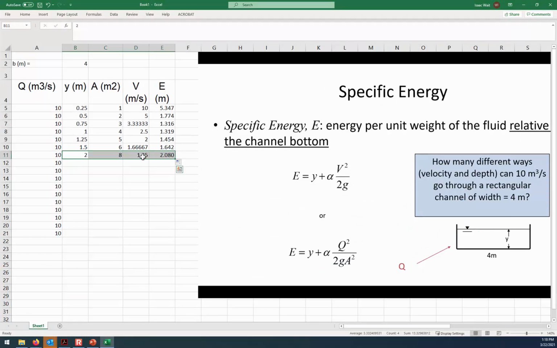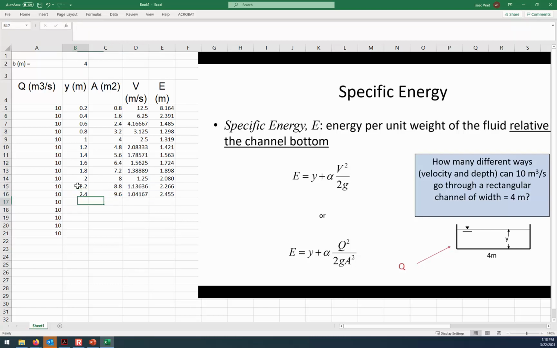So that I have a little bit more resolution, I'm going to do smaller steps. I was doing 0.25. Let's do increments of 0.2, then 0.4. All right. Now, the interesting thing to see is that there's a minimum specific energy. So we have an infinite number of possible flow depths.